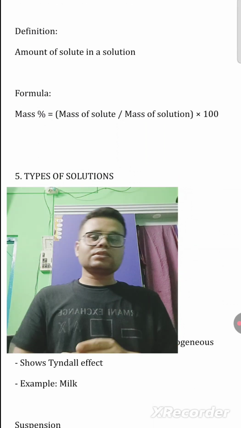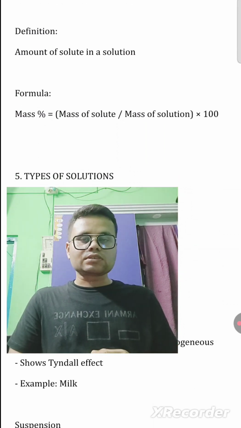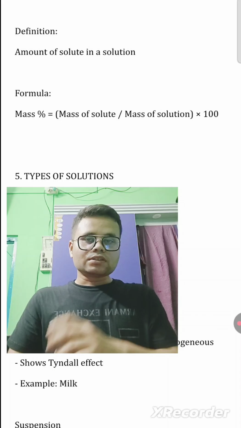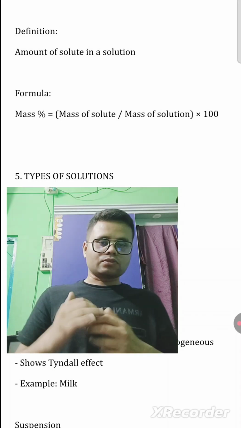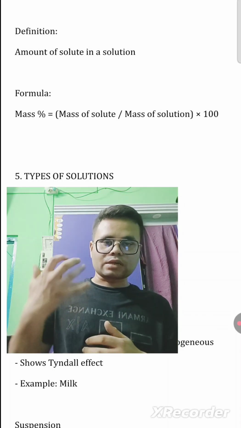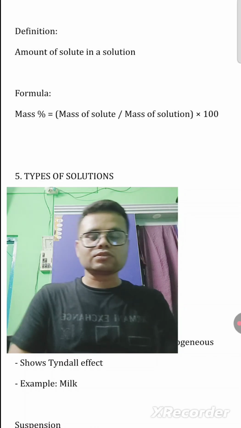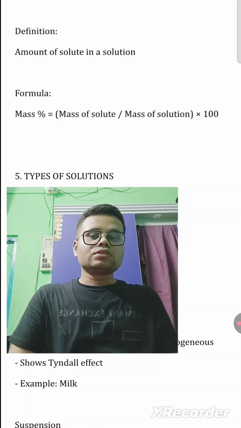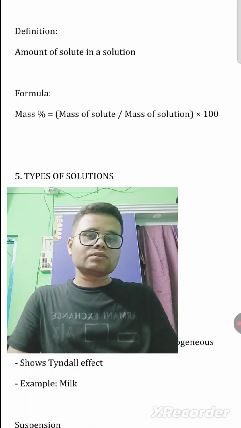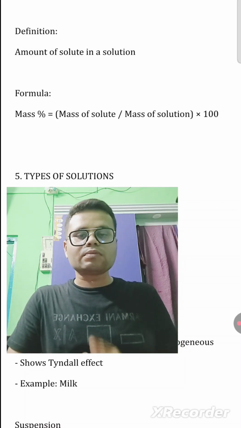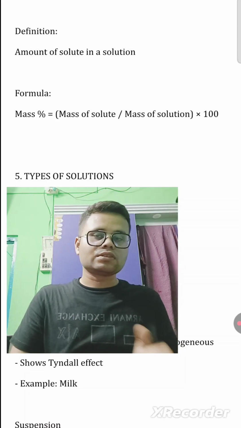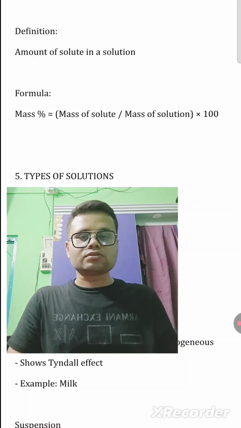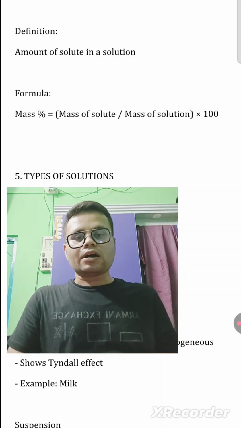Now the concentration of solutions. The definition is the amount of solute in a solution. Simply, we know it is the amount of solute in a solution. So what is the formula? Percentage by mass equals mass of solute divided by mass of solution, multiplied by 100. That is the actual formula for the concentration of a solution.